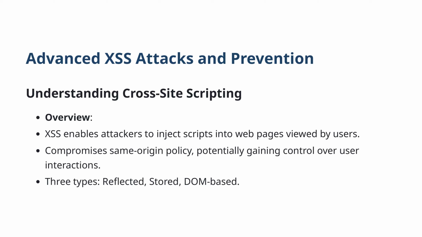In this section, we explore advanced cross-site scripting, XSS attacks, and their prevention mechanisms. XSS attacks allow malicious scripts to be injected into web pages, compromising the same origin policy and potentially taking control over user interactions. There are three primary types of XSS: reflected, stored, and DOM-based. Understanding these types and the implications of XSS is key to implementing effective security practices.